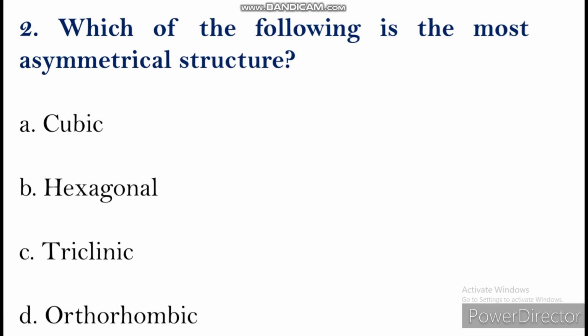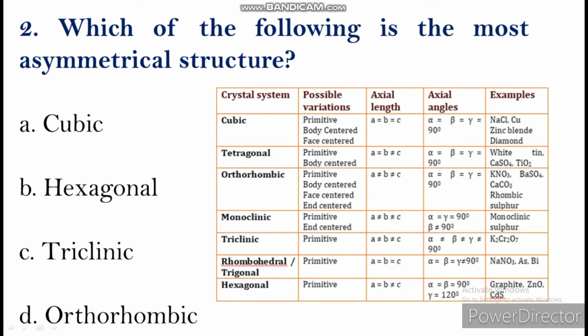Now let's see the second question. Which of the following is the most asymmetrical structure? To see this problem, we'll look at a table. Here we have cubic, hexagonal, triclinic, and orthorhombic, and you can see the parameters for each. These are the axial lengths, the edge lengths, and these are the angles.